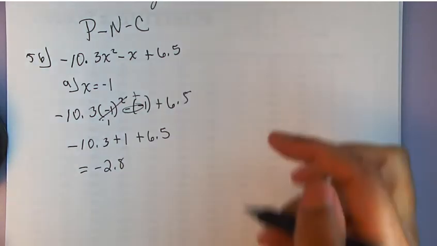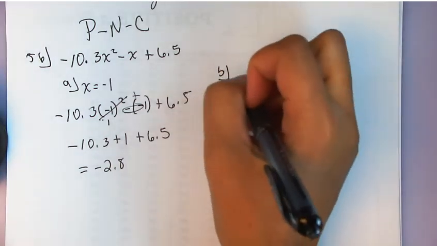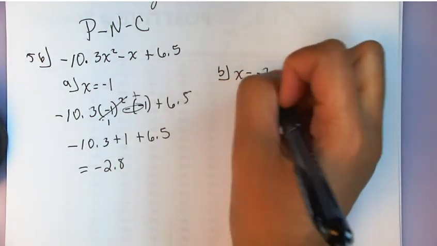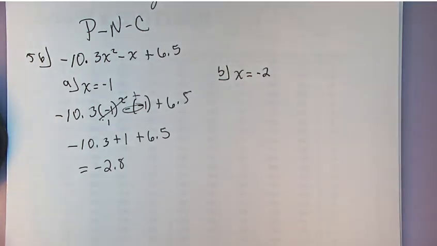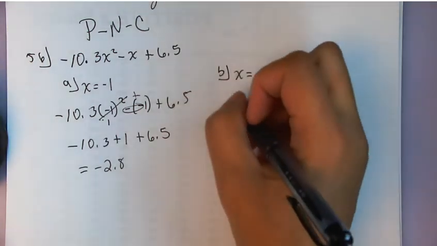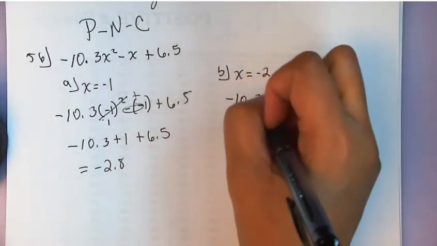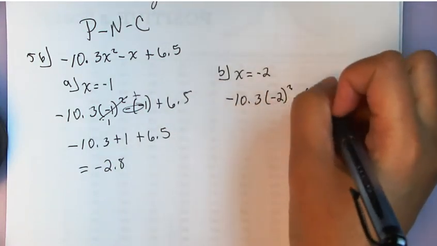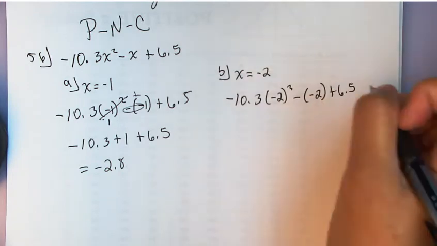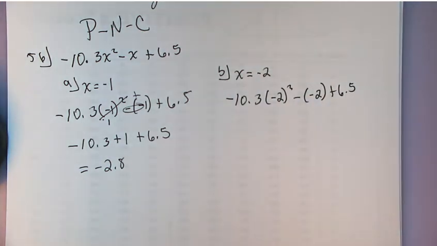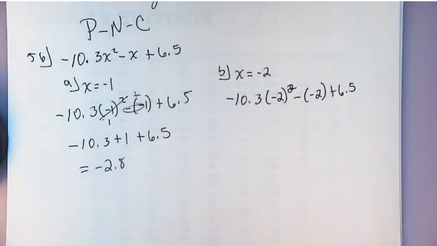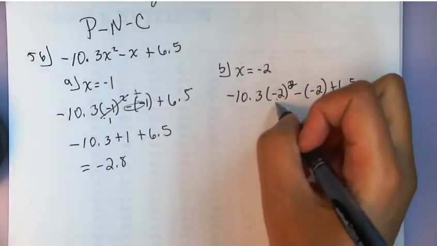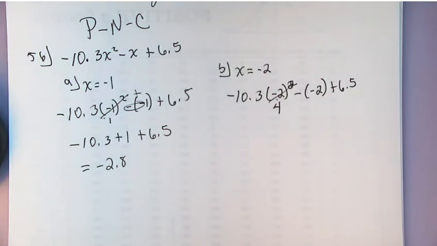Let's try letter B. B asks us to do it when x is negative 2 this time. Same math, except it's a little bit more complicated because the numbers are changing. But it's still the same math. We get negative 10.3 times a negative 2 squared minus a negative 2 plus 6.5. But writing it down first is a big deal. Writing it down so that way I don't make mistakes is a huge deal. When I square negative 2, doesn't this become a positive 4? Not a negative 4, a positive 4.